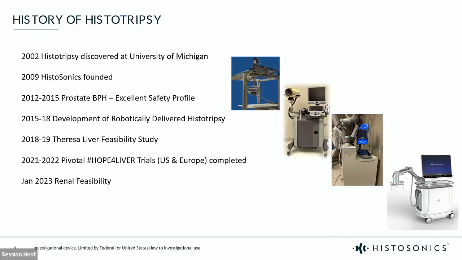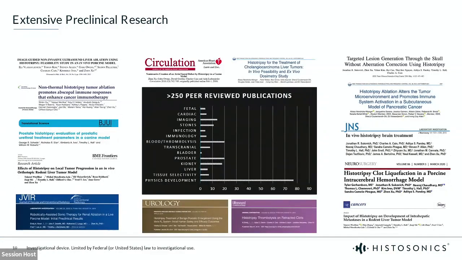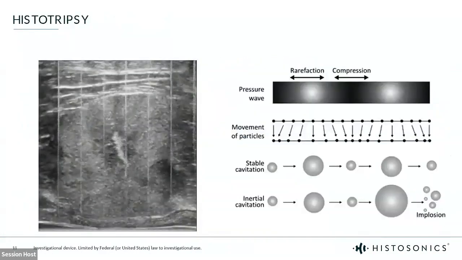Now, this is not a new technology. Histotripsy was first really used to try to develop it into human use in 2002. It's a long, long history of development with lots of really important peer-reviewed papers in very significant journals. Today, even though the slide says 250, there's well over 300. There's a lot of literature. So this is not something that somebody went in the garage and came up with. And it's undergone lots of different iterations and developments to get to where it is today.